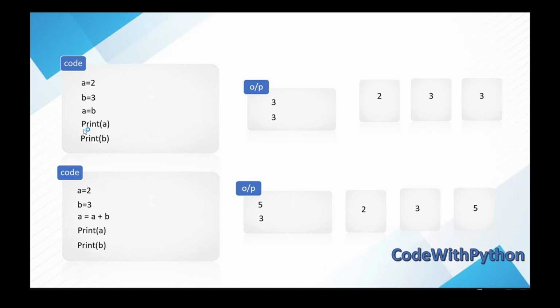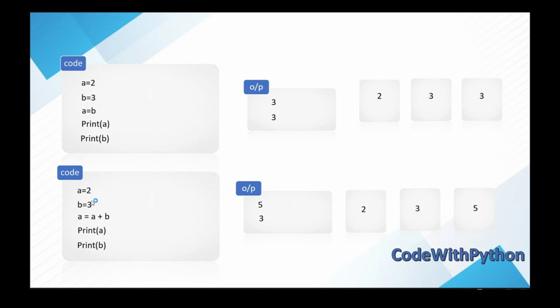So what should we print here? Print a, print b. What should we get as the output? Print a should be 3. Why should it be 3? a is equal to 2 is done, but in place of 2, 3 is assigned. So print a is nothing but 3 and print b is 3.